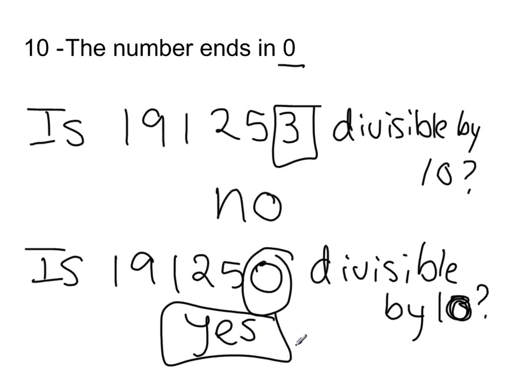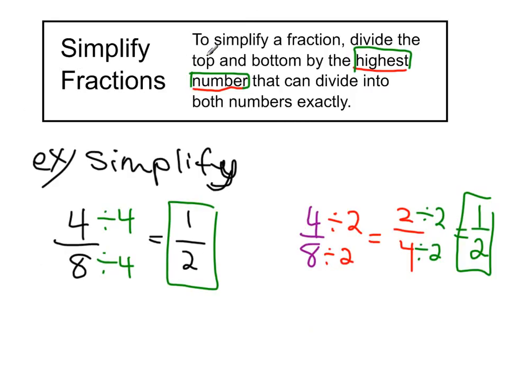So knowing these divisibility rules will help us simplify fractions because, and let's remind ourselves, we're going to end on this note, to simplify a fraction, we have to divide both the top and the bottom by the highest number that we can think of, or whatever number we do come up with, and divide it into both numbers until we can't go any further, right?